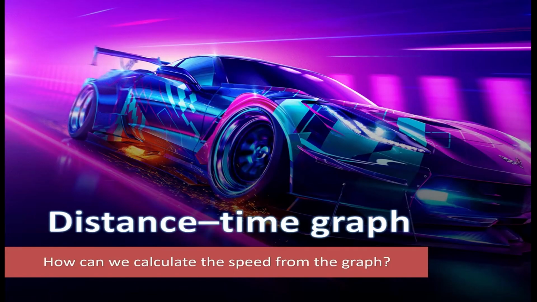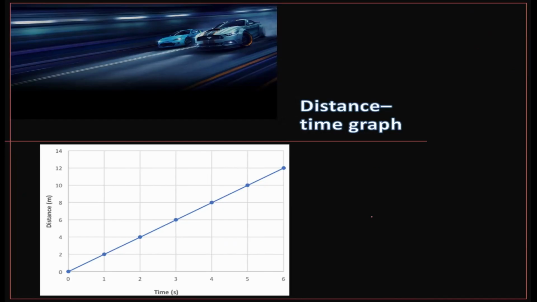Okay, can we calculate the speed using the graph? Like here, I have a distance time graph. Can we calculate the speed from this graph? Yes, of course, we can. Why? Because the speed is a relation between distance and time. It equals distance divided by time. So if we divide this distance by this time, we can get the speed.